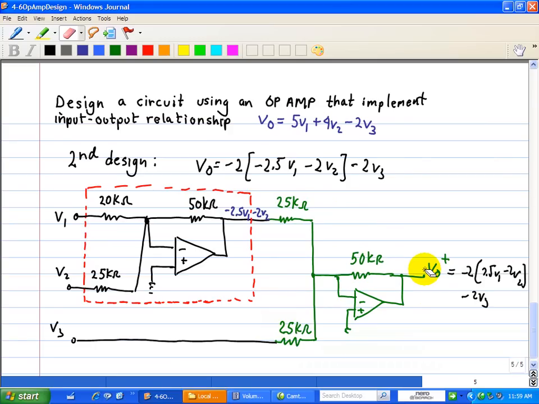And that concludes this design. Again, this one uses 2 op-amps to implement this circuit right here. We wrote this input-output relationship in terms of this equation to see how this can be realized in terms of op-amps. So this uses 2 op-amps in this second design. The first design uses 3 op-amps. And that concludes this example.